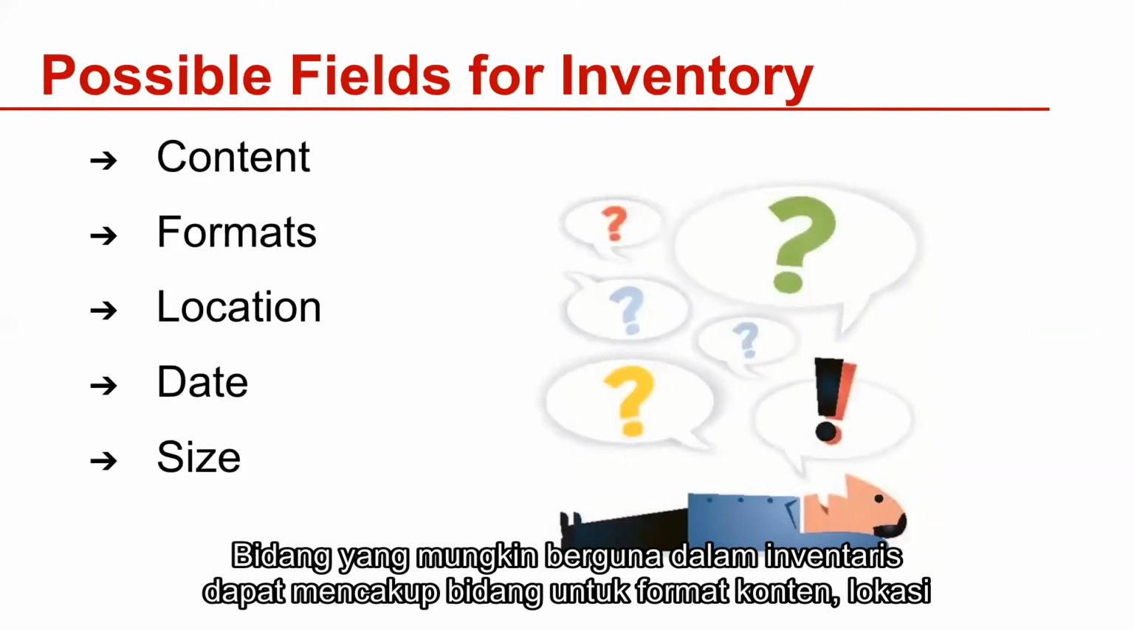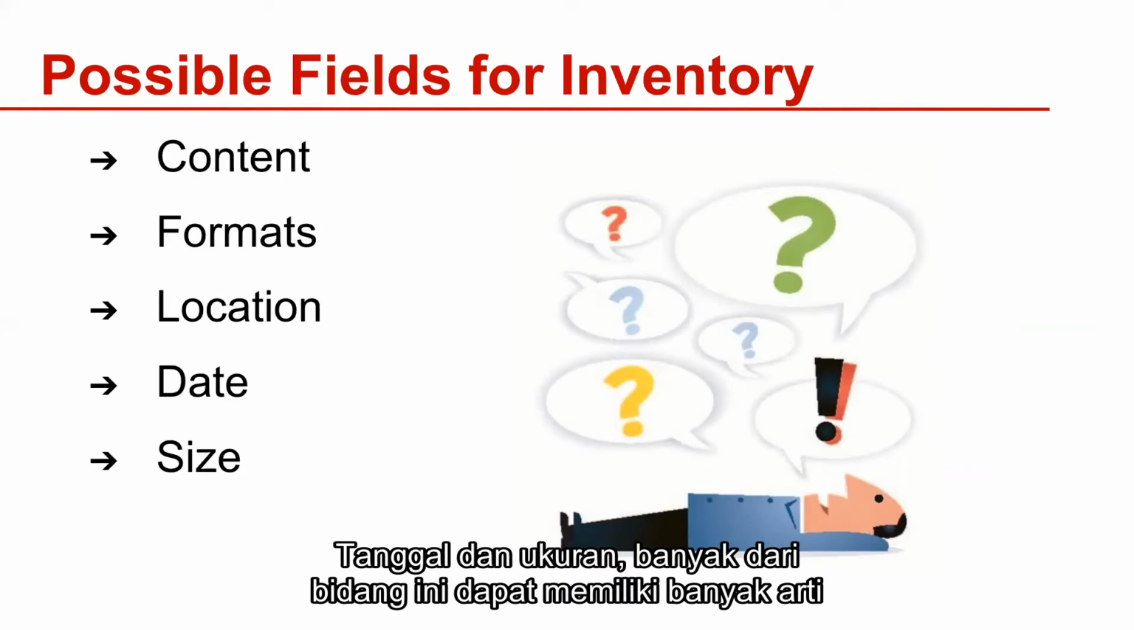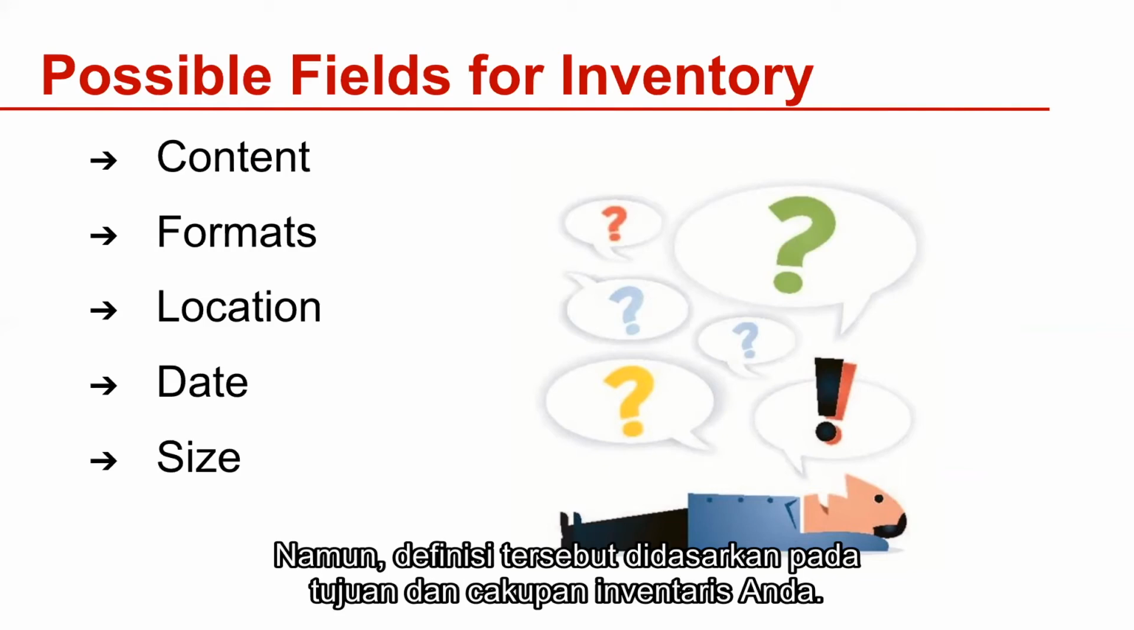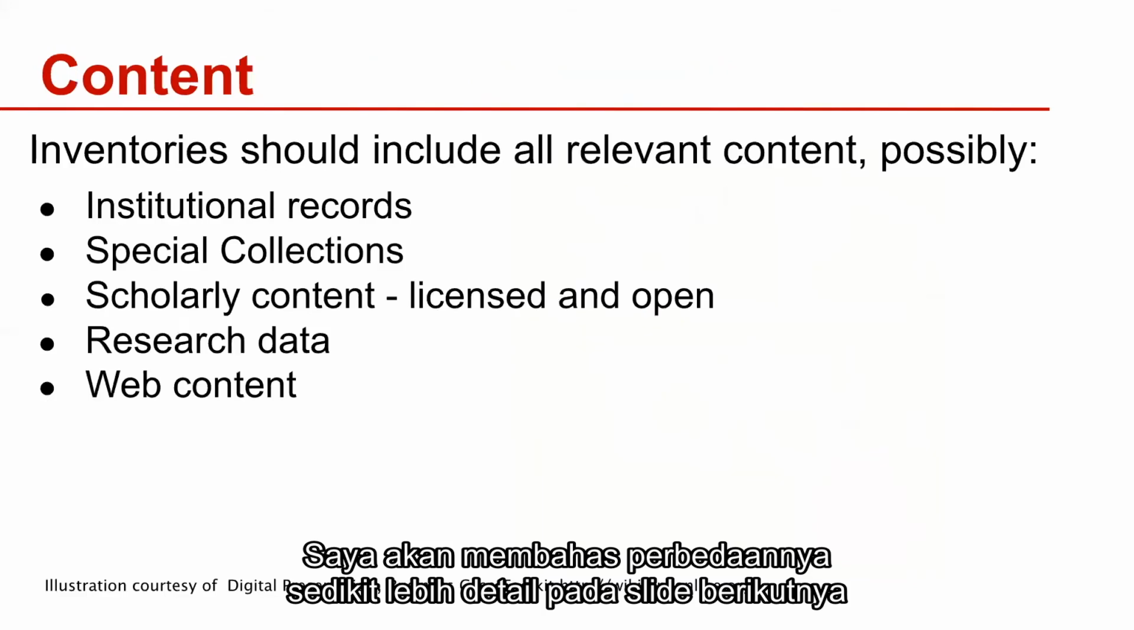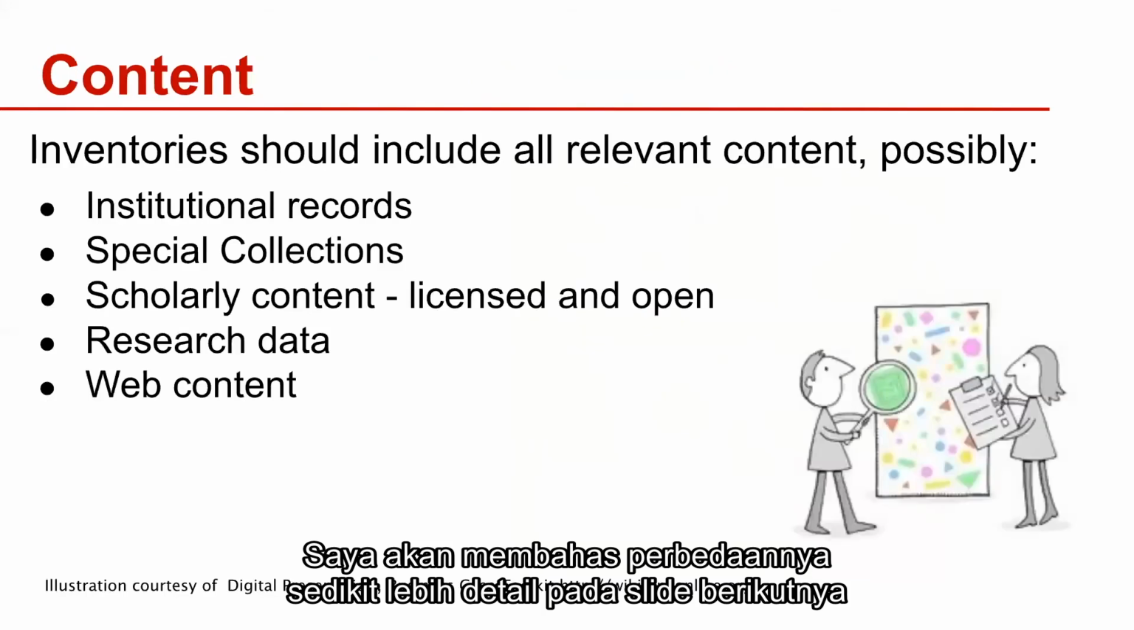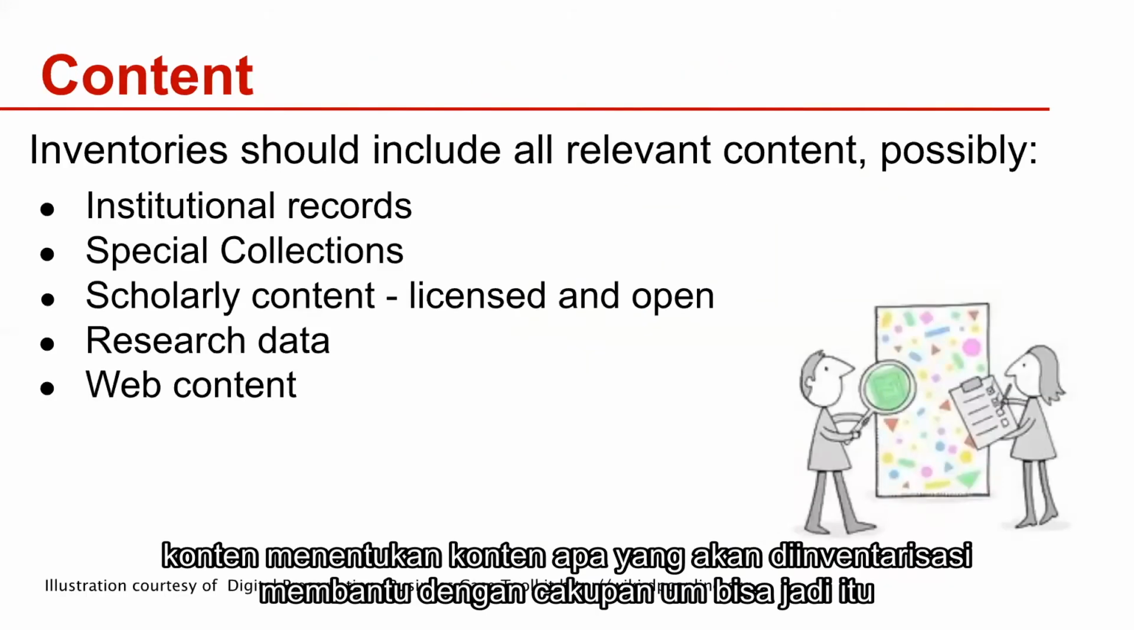Fields that might be useful in an inventory may include a field for content, format, location, date, and size. Many of these fields could have multiple meanings, but the definitions are based on your goals and your inventory scope. And I'm going to discuss the differences in a little bit more detail on the next slides. Content. Determining what content will be inventoried helps with scope.